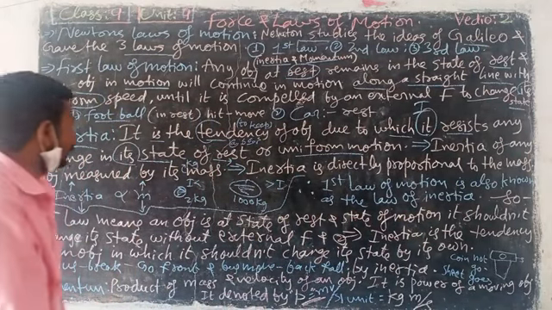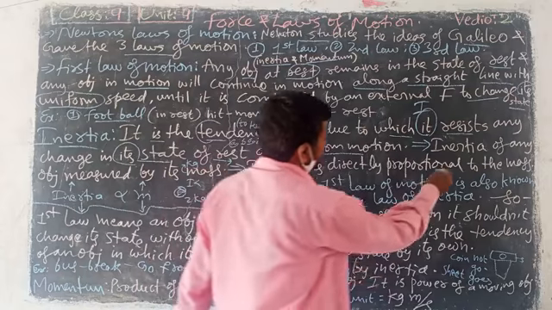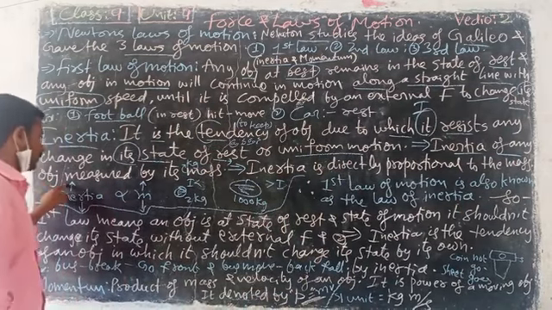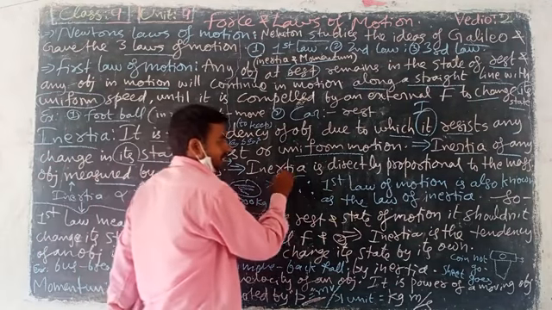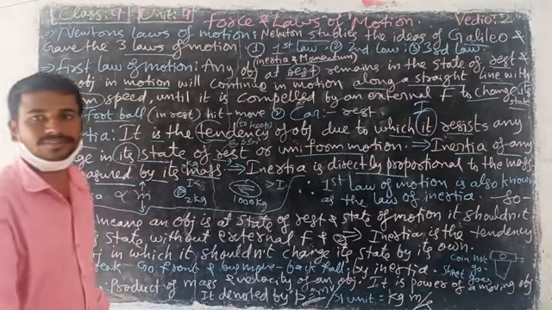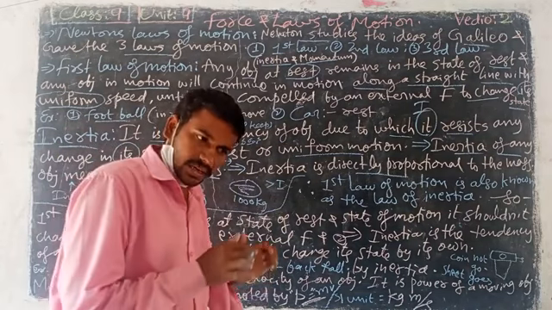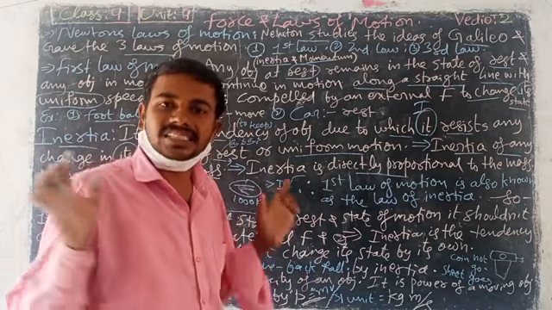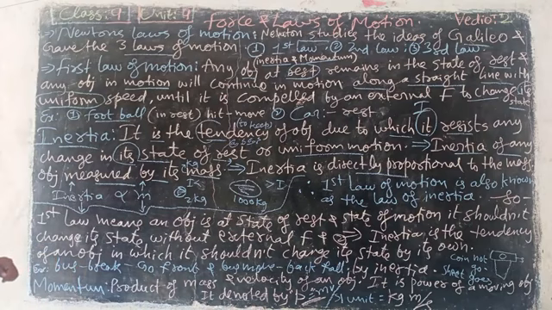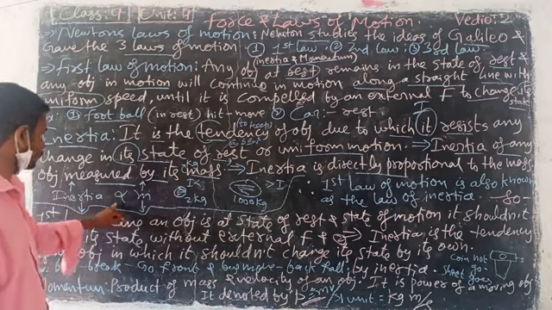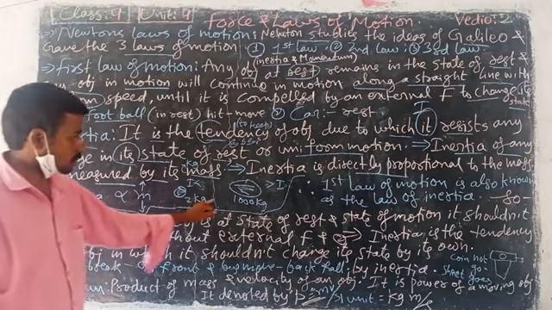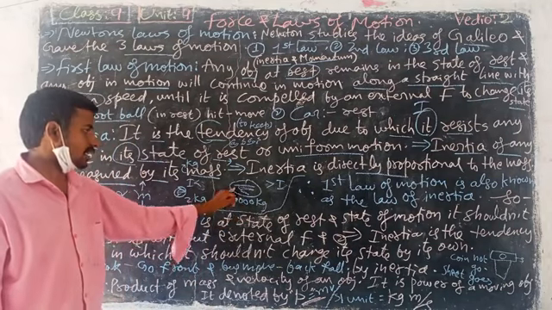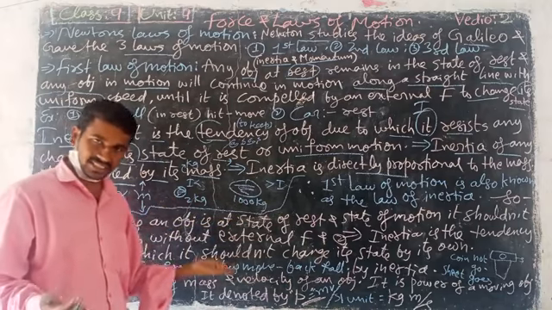Next, look here. The inertia of any object is measured by its mass, that is in kg. Inertia is directly proportional to the mass. Mass more, then inertia more. Mass less, then inertia less. Here a 2 kg stone is there, a 100 kg stone is there, a 1000 kg stone. The 1000 kg stone has more inertia, the 2 kg stone has less inertia.